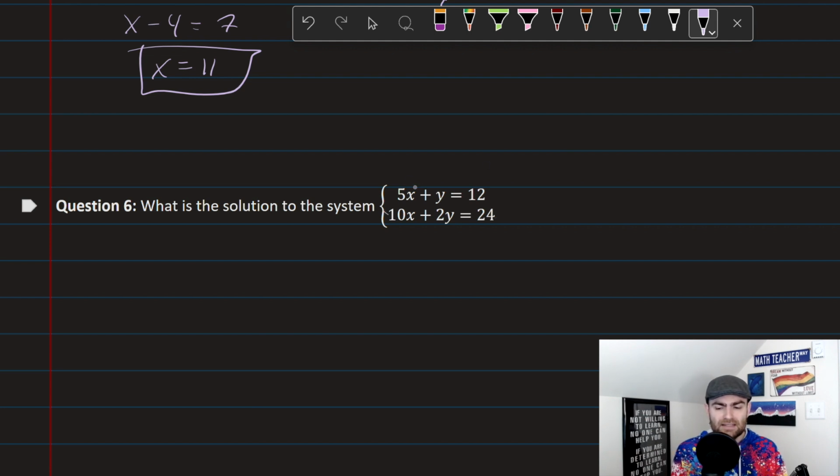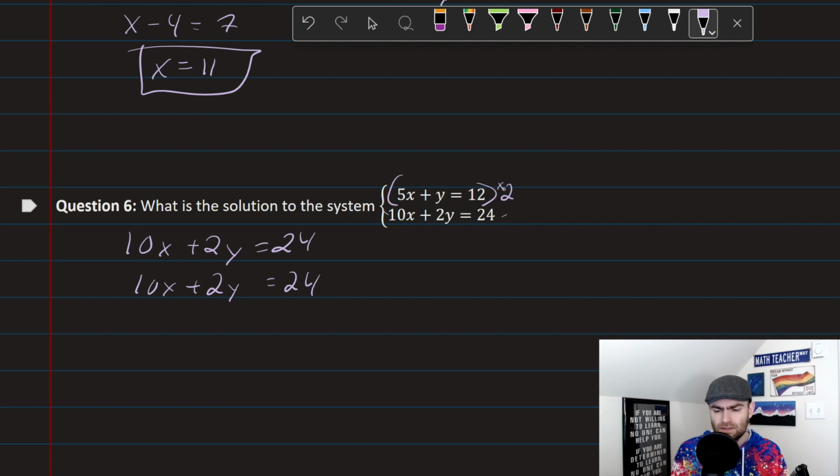I notice that 5 doubled is 10, and y doubled is 2y. 12 doubled is 24. So if I just multiply this entire equation by 2, I get 10x plus 2y is equal to 24. And then I have 10x plus 2y is equal to 24 from the last equation. So this is the top equation, and this is the bottom equation. They're exactly the same. What does that mean for our solutions?